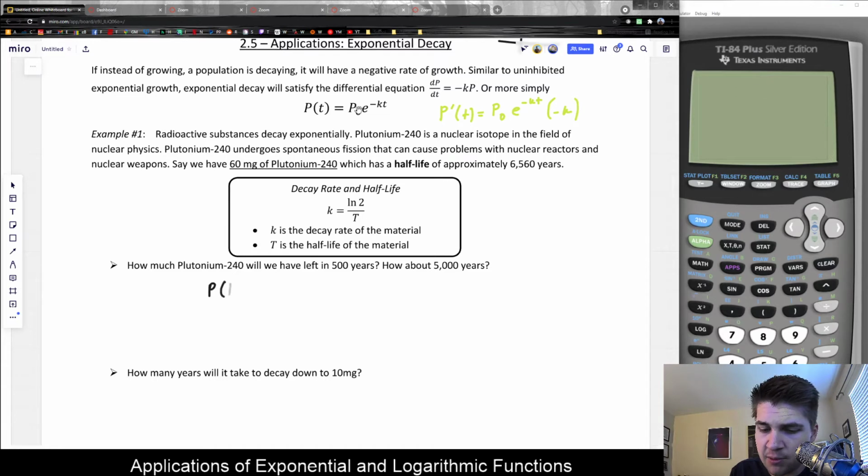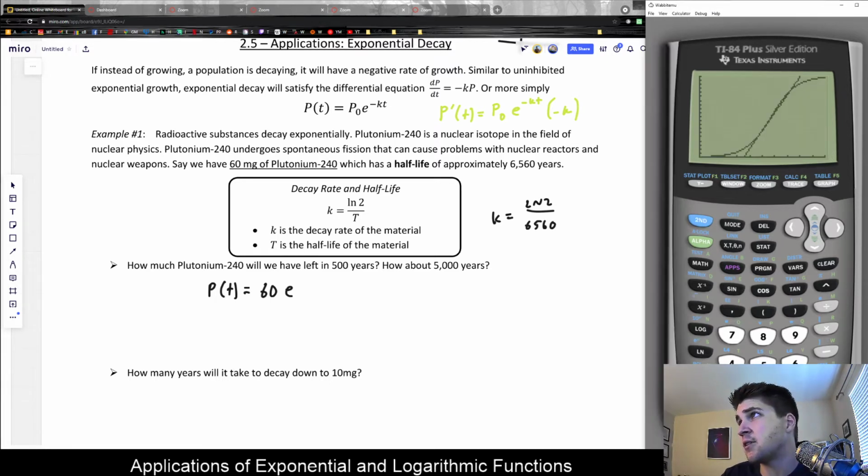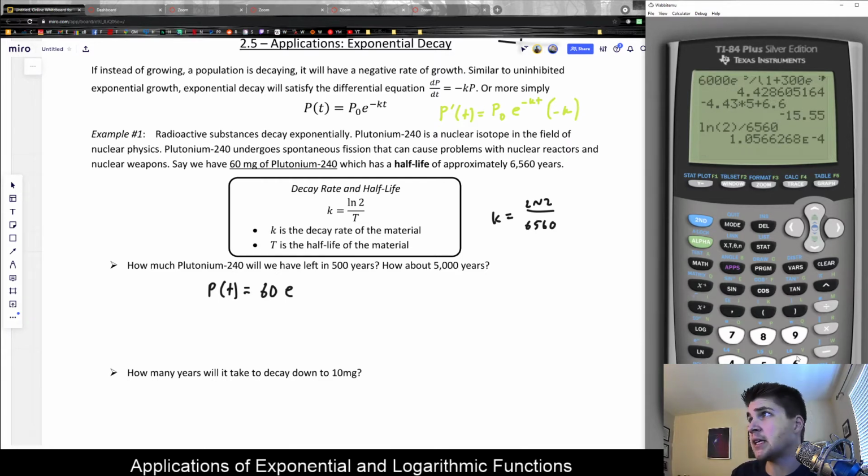P of t is equal to the starting population, which we had 60 milligrams to begin with, times e to the minus kt. And then the whole deal here is that k is equal to ln of 2 divided by the half-life, 6560. And we could approximate that with our calculator. The natural log of 2 divided by 6560 ends up being approximately 1.06 times 10 to the negative fourth, which would be 4 decimal places to the left, 0.0001.